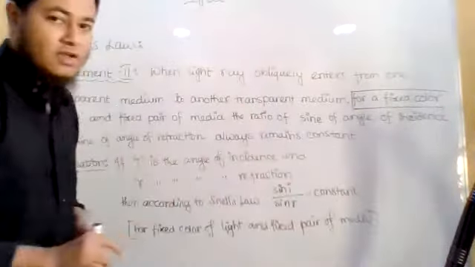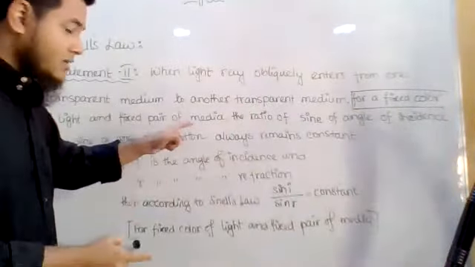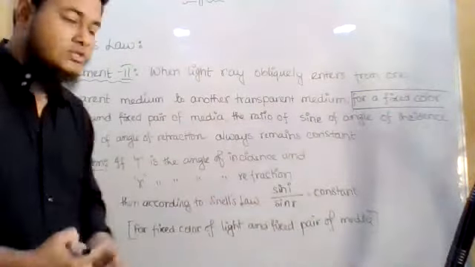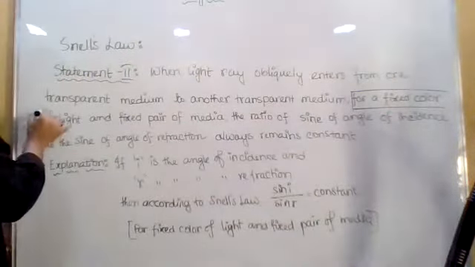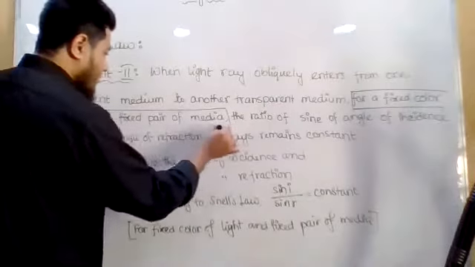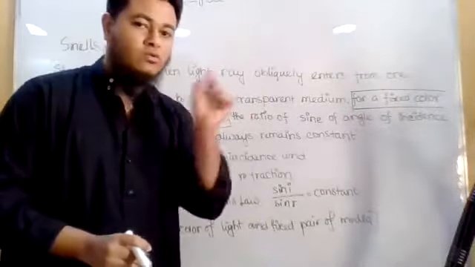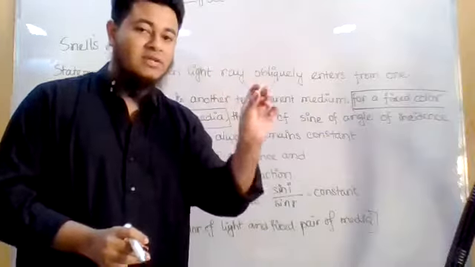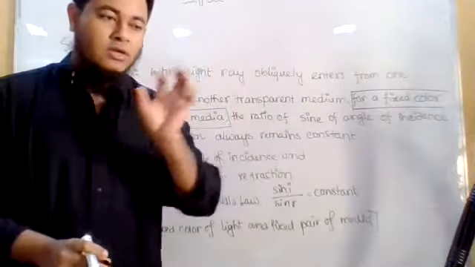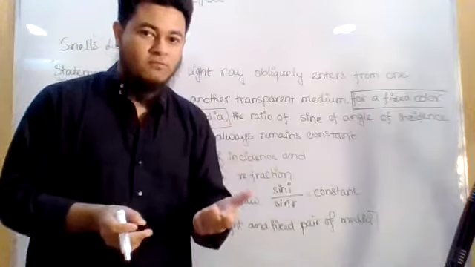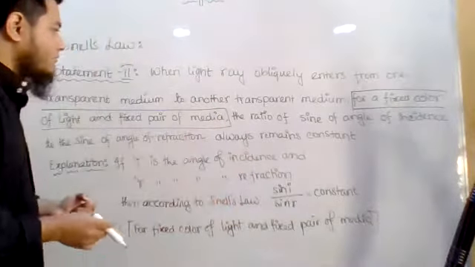For a fixed color of light, if you change the color, then the constant that we are going to talk about will change. And also the fixed pair of media. Let us say a light ray is going from water to glass. So water is a medium, glass is a medium. So they are a pair of media. Media is the plural of medium. So, a fixed pair of media.